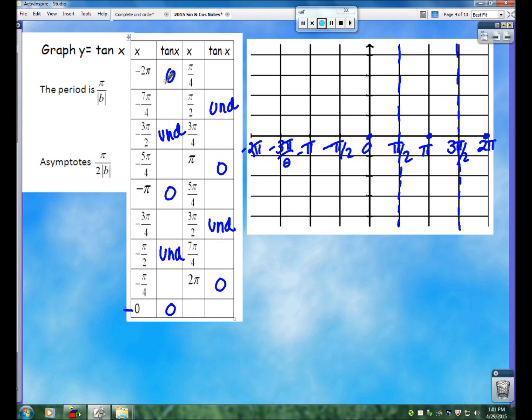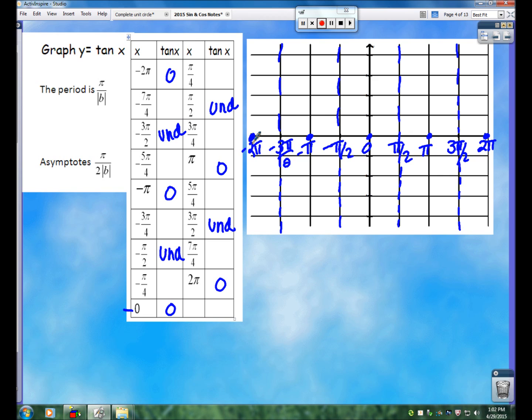So we're undefined at negative pi over 2. At negative pi, we're at 0. We're undefined at negative 3 pi over 2. And at negative 2 pi, we're at 0. So we have no pattern here. So that's why we need some of those in-between points, those 45s.